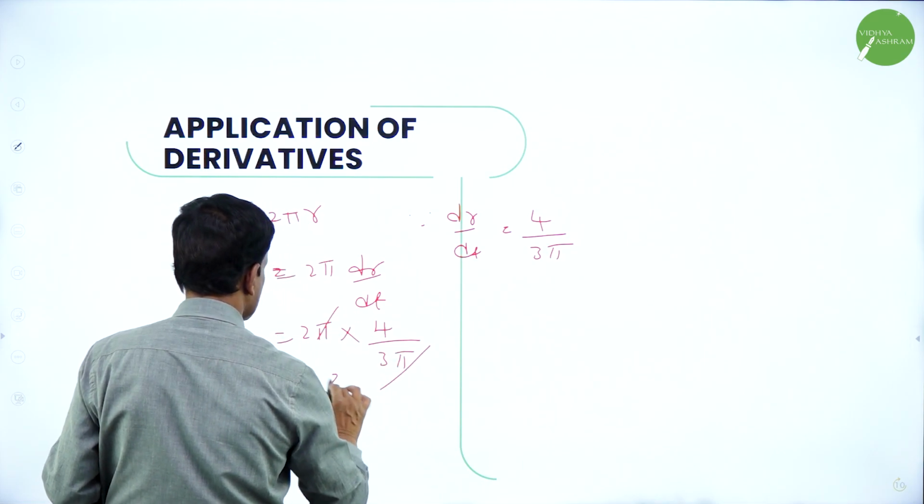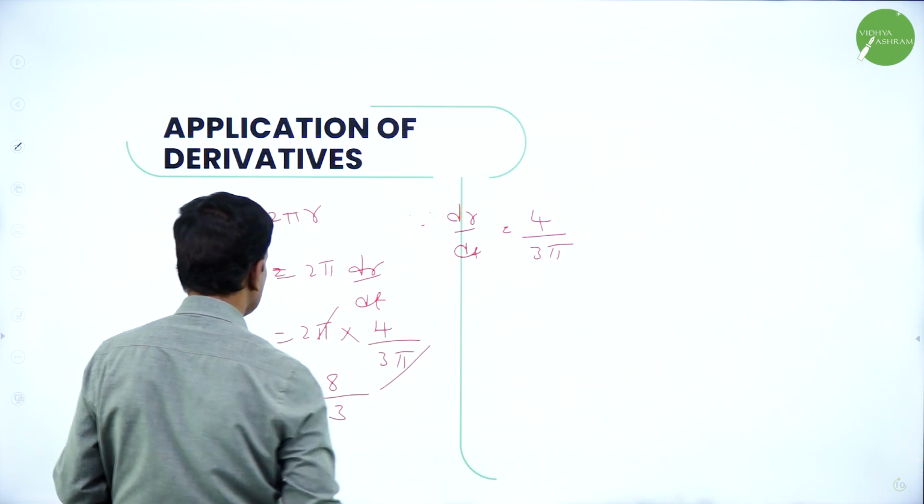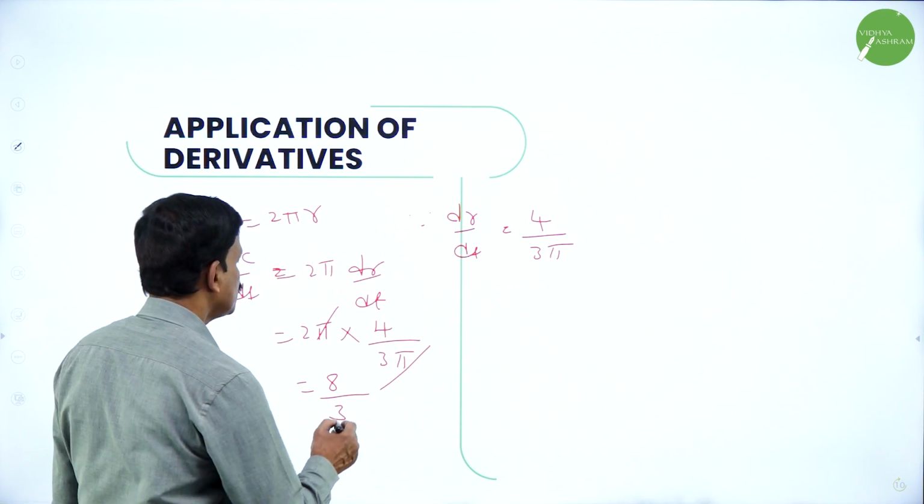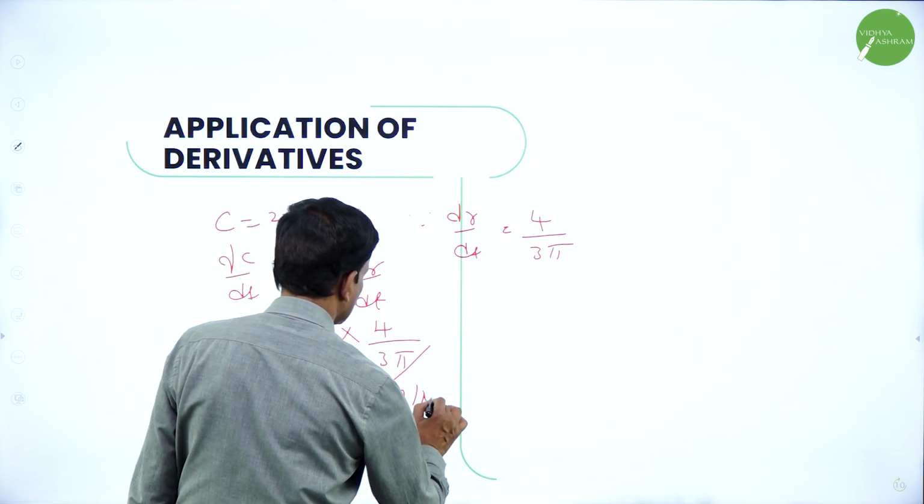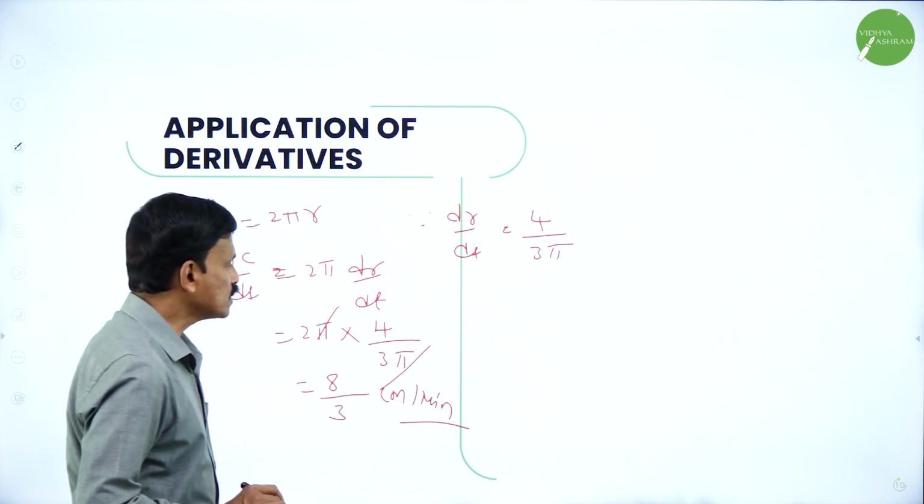Pi and pi get cancelled. 4 twos are 8 by 3. Right. So 8 by 3 centimeters per minute. That's it. So very simple problem.